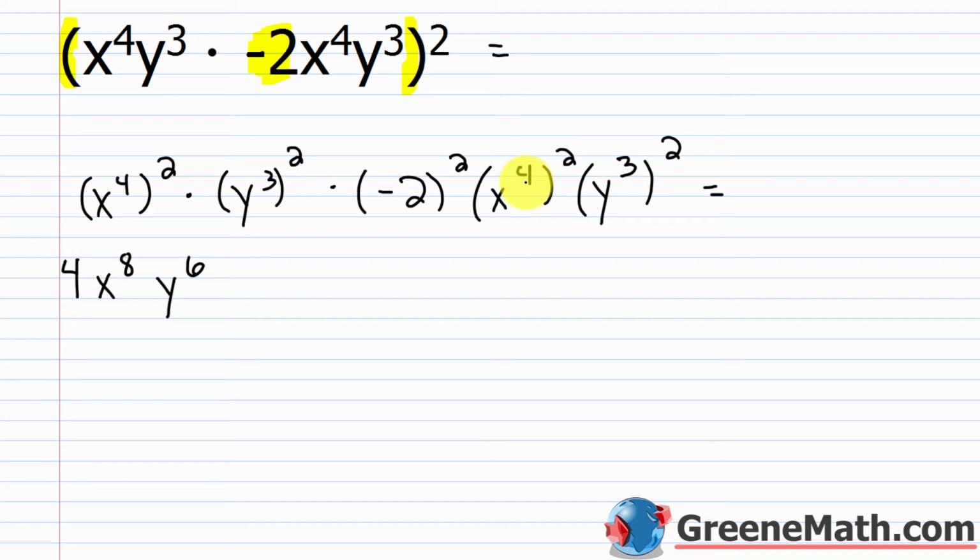Then we have x to the 4th power, which is squared. Keep x the same. Multiply the exponents. 4 times 2 is 8. Then we have y cubed squared. So we have y, which stays the same, and then 3 times 2 is 6.